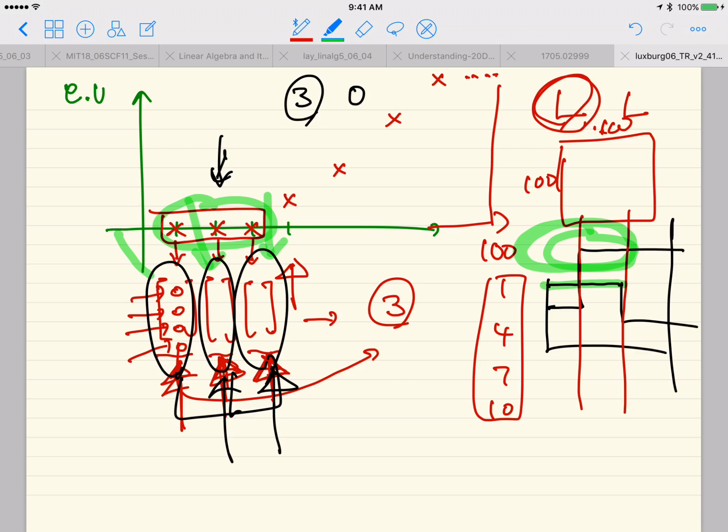So we are now ready to talk about the detailed steps of spectral clustering. The spectral clustering works as follows.